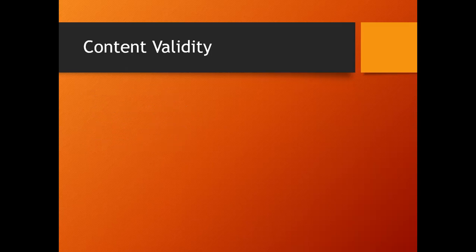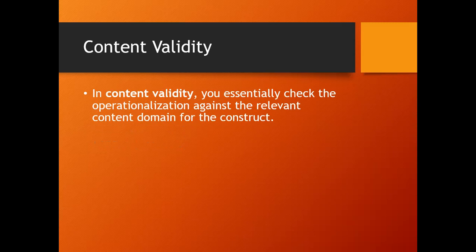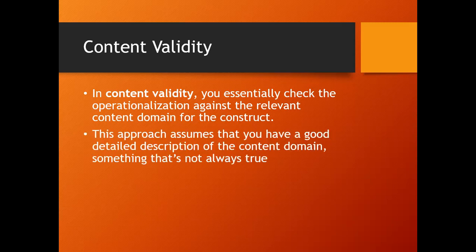Today we are going to understand what is content validity. In content validity, you essentially check the operationalization against the relevant content domain for the construct. This approach assumes that you have a good detailed description of the content domain, something that's not always true.